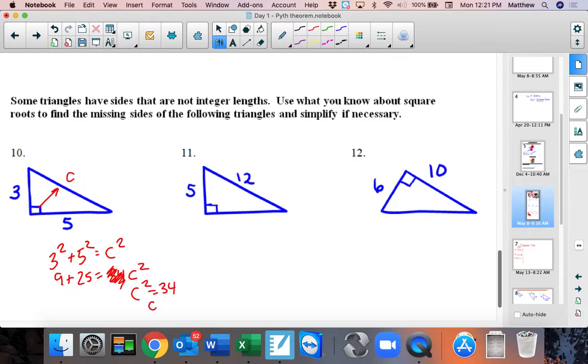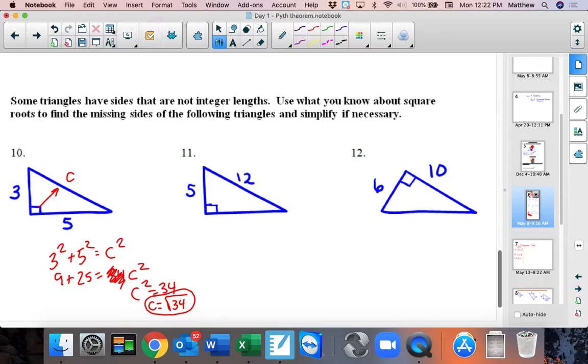Take the square root of both sides. C equals root 34. In this case, I apologize, that's not the clearest. In this case, root 34 cannot be simplified. It's 2 times 17. Those are both prime. So this is my final answer, and I want to leave it in radical form.